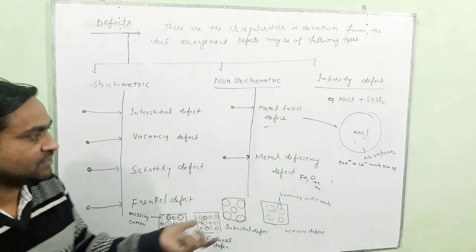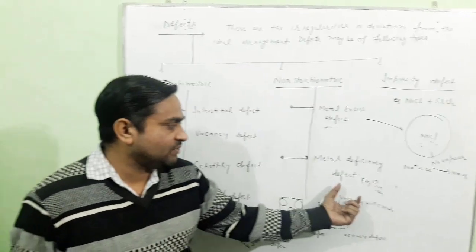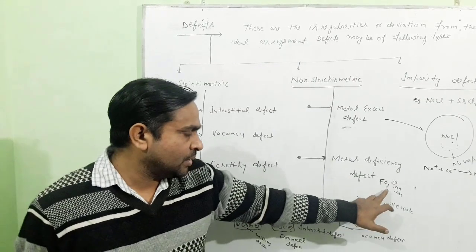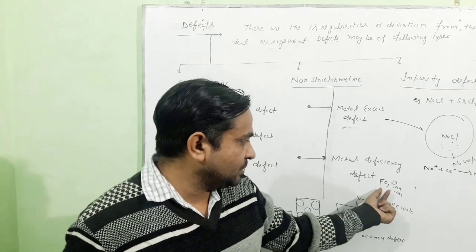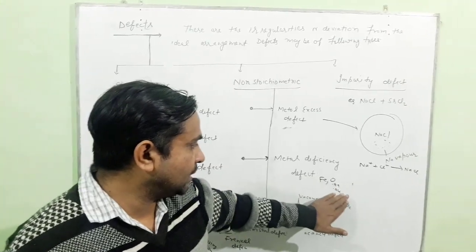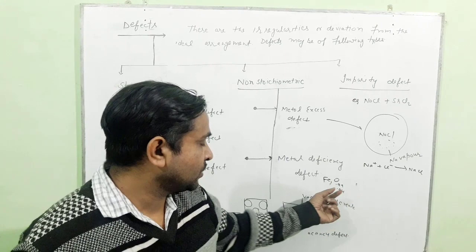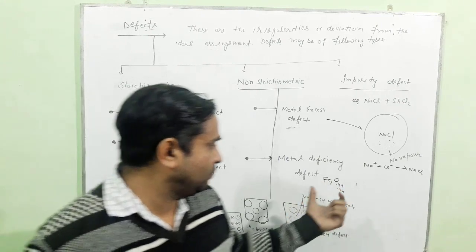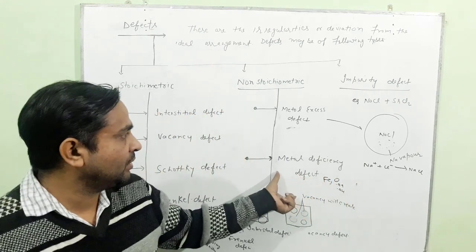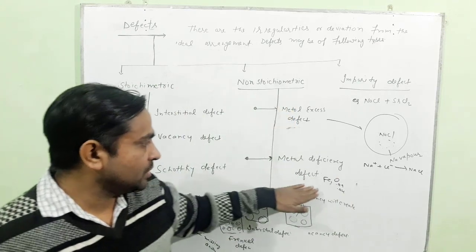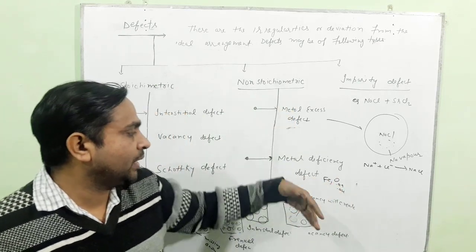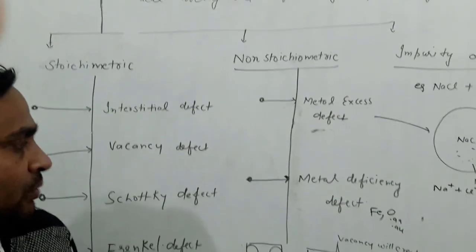Now we come to the next defect, known as the metal deficiency defect. In this defect, the metal will be in a lesser amount and the other atom, such as oxygen, will be in a higher amount, so the ratio will be different. That is why it is known as a non-stoichiometric defect.